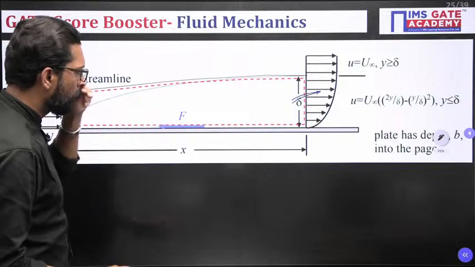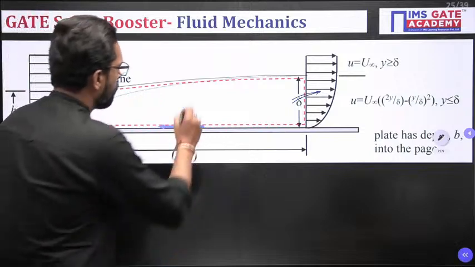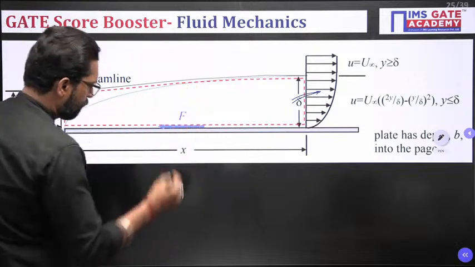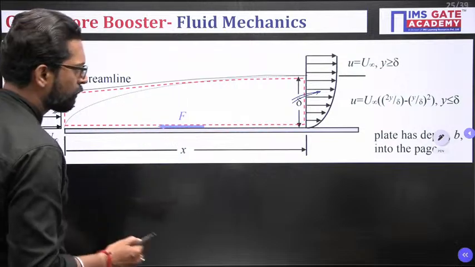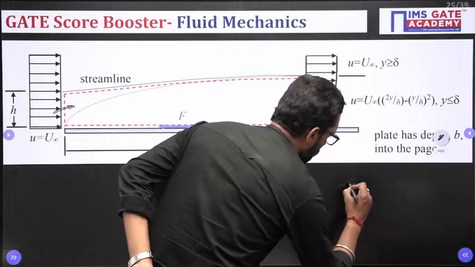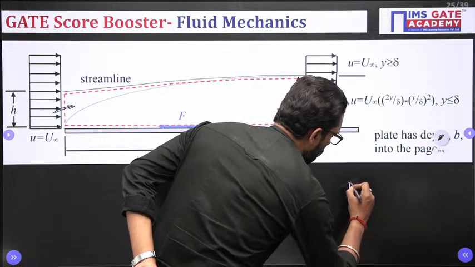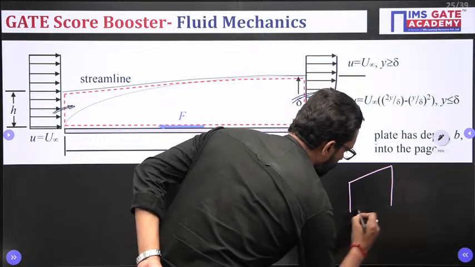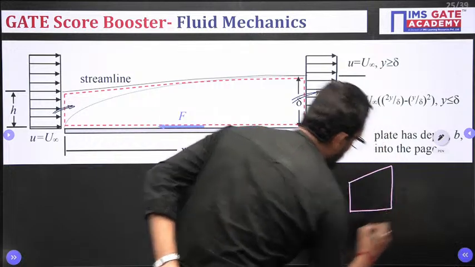So this is our control volume, na? Let's suppose this is our control volume. What is the control volume here? So this looks like a control volume. See, this is our control volume. Yes or not? This looks like a control volume.